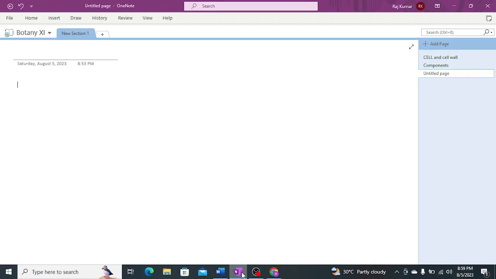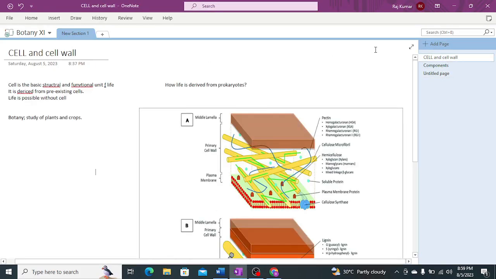So good evening, everybody, and today we are going to start with our botany's first lecture, which is based on the cell and its basic components, and how did the cell exist, and what are the components of a cell. And today we are going to discuss the cell wall. First, let us discuss what a cell is.